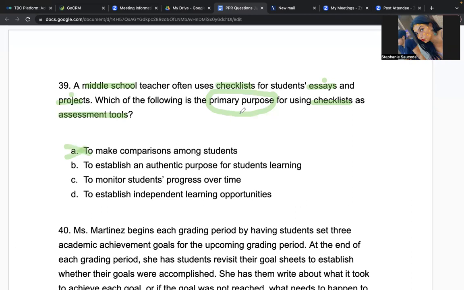What else is not a reason why we use them? B. B, it's not an authentic purpose for student learning, the checklist. What else? We're left with C and D. Which of these are the best, the primary reason we would use? C. Absolutely C. So we can bet ourselves $5. D is not the right answer. It's not an independent learning opportunity. It helps monitor students' progress over time utilizing those checklists.